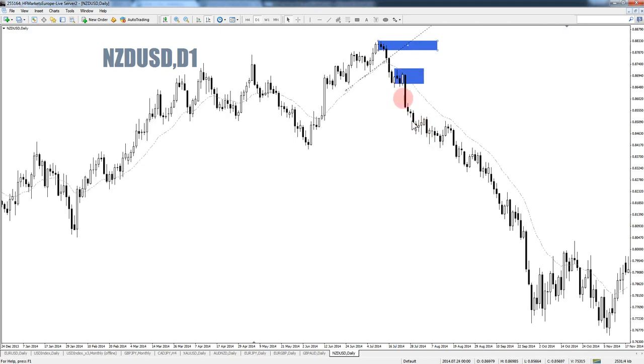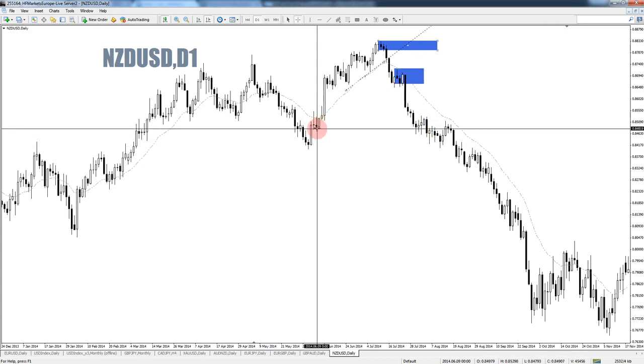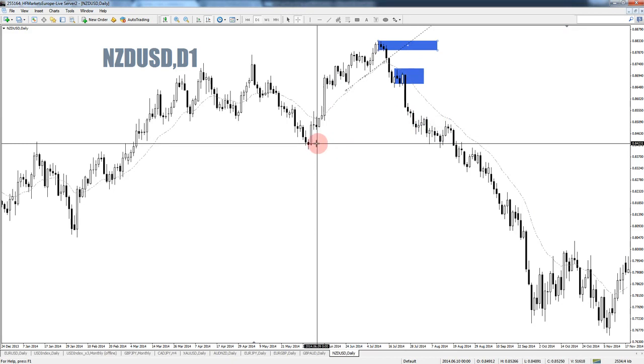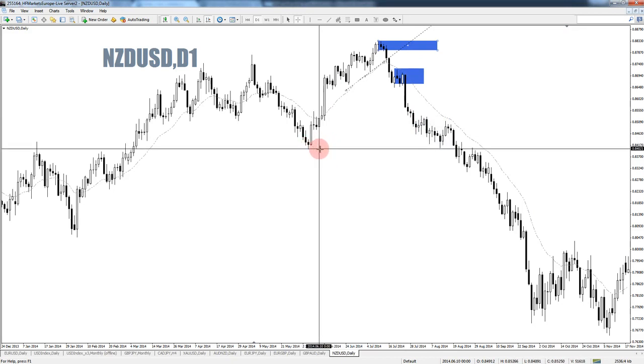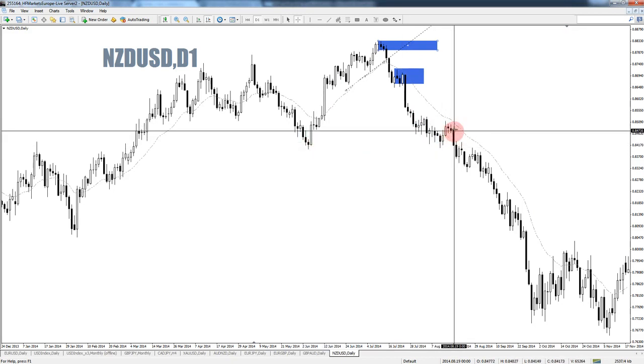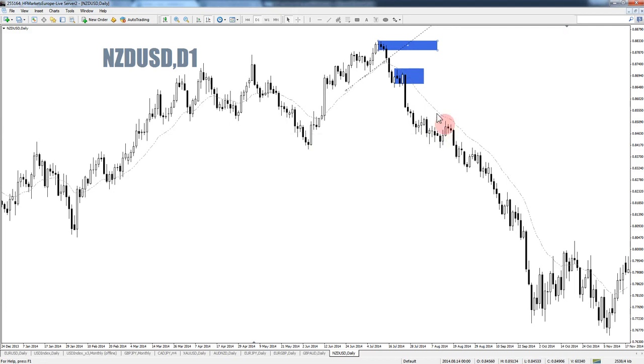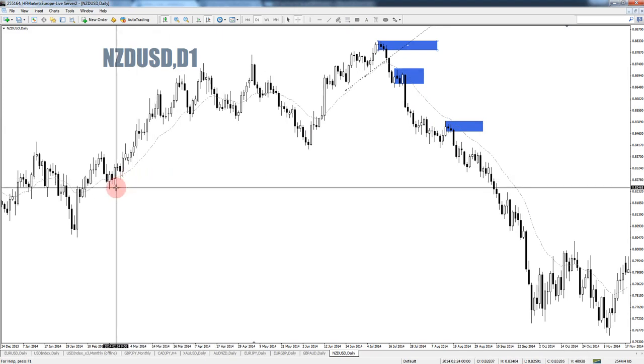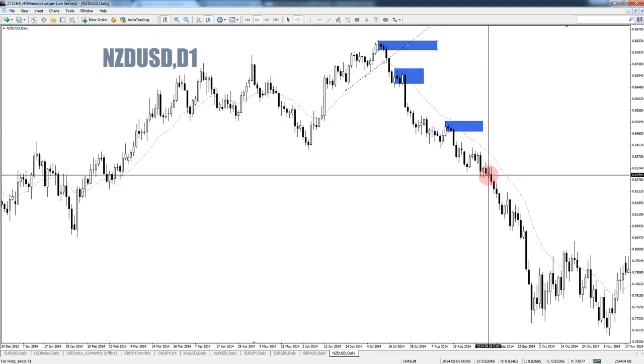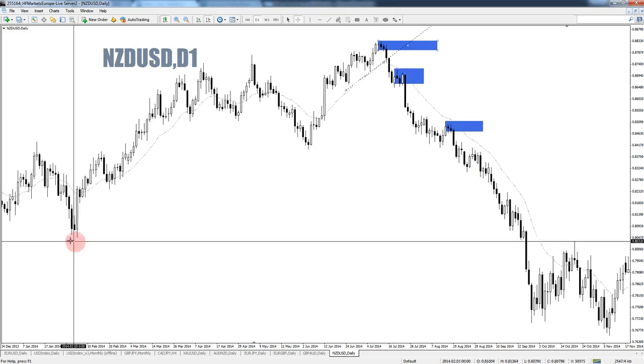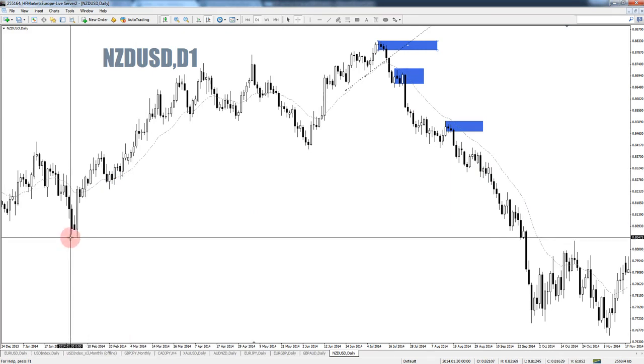So price continues to drop, and this is an area of demand that was removed by this area of supply over here. So they are value areas of supply. This is demand, and it was removed by this area of supply. So that's okay. This is demand, and it was removed by which zone?